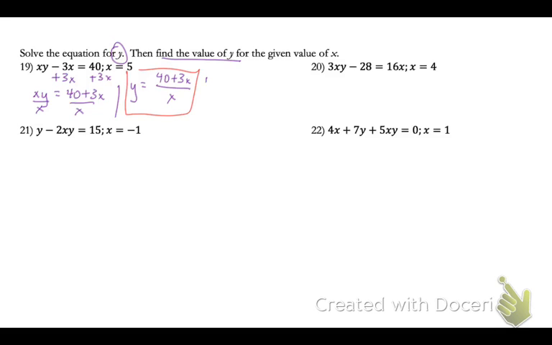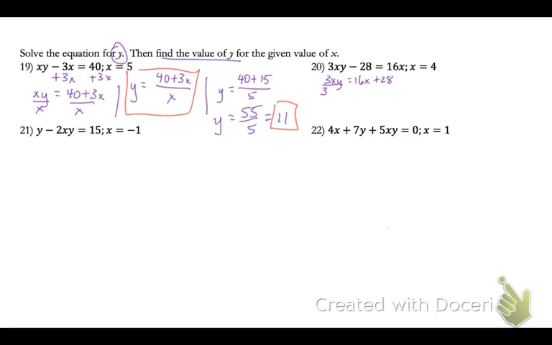Now I'm going to plug in 5 for x. So 40 plus 15 over 5, so 55 over 5, or 11. Number 20, I'm going to do the same thing. So first thing I'm going to do is add the 28 over, so away from the 3xy term.